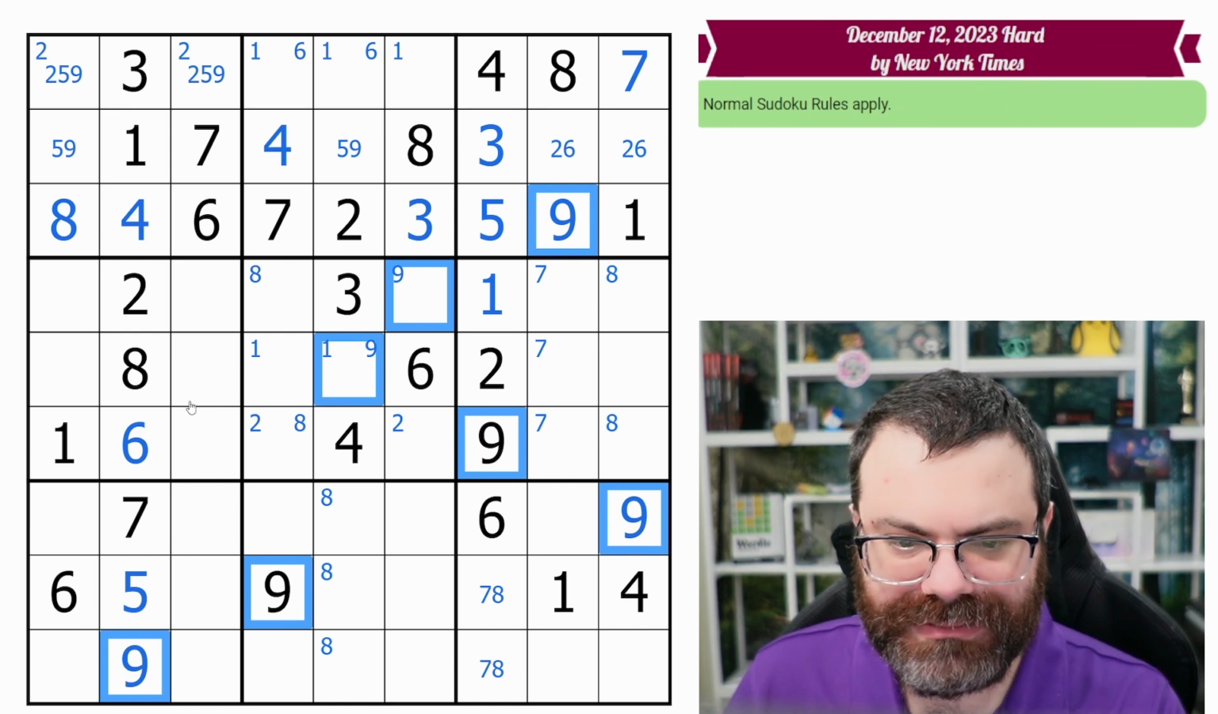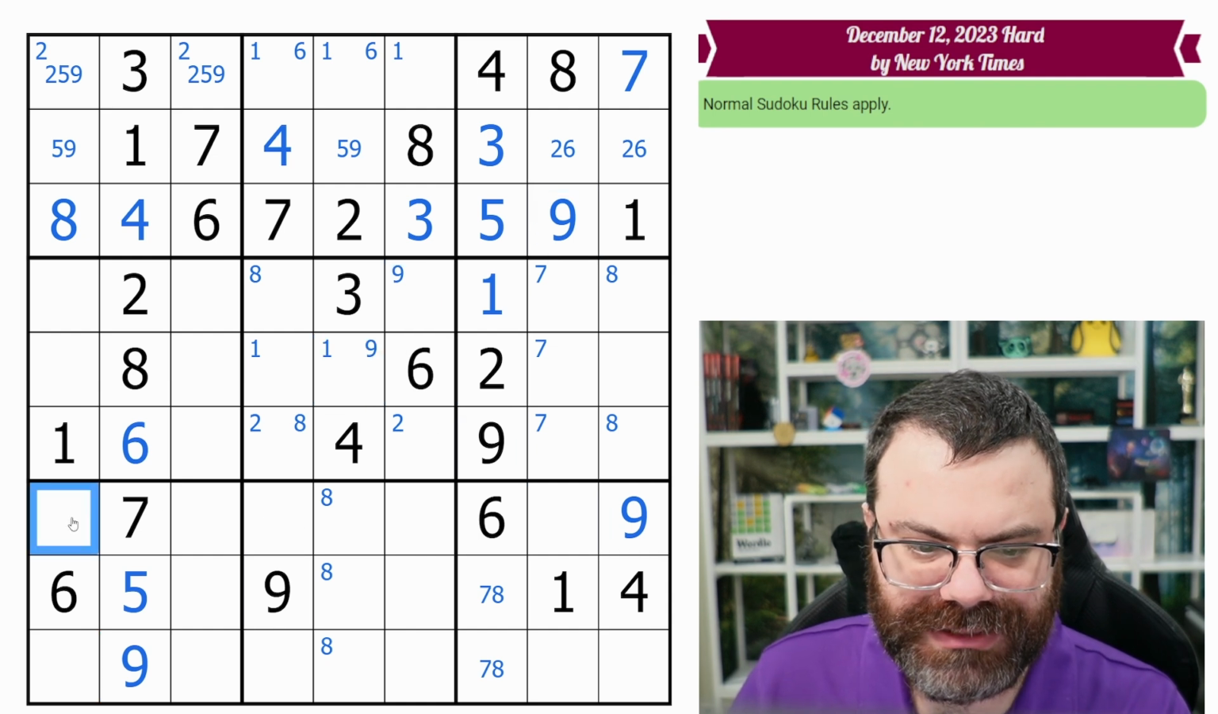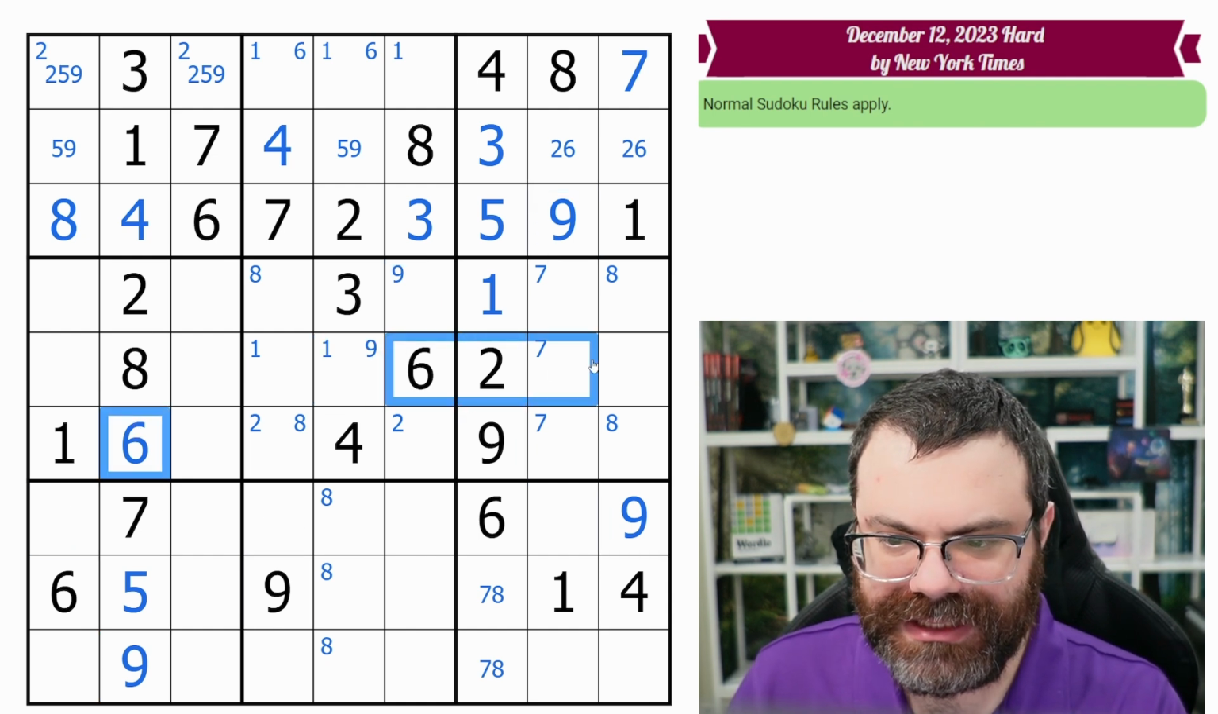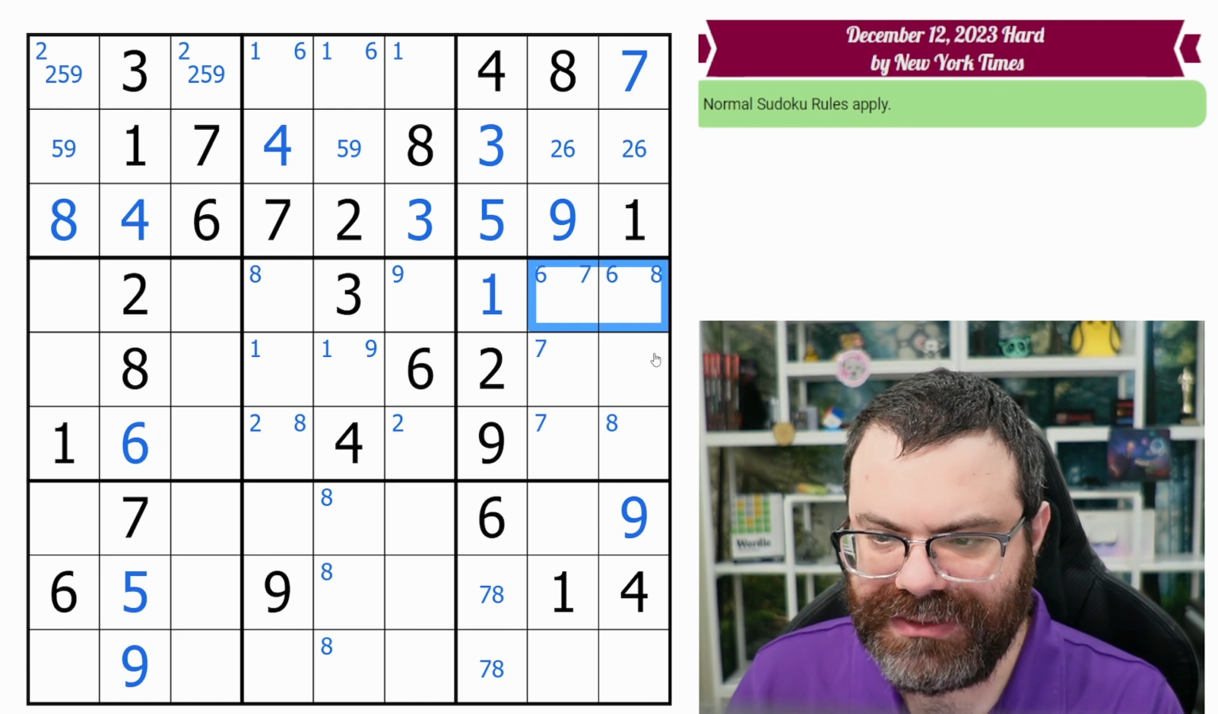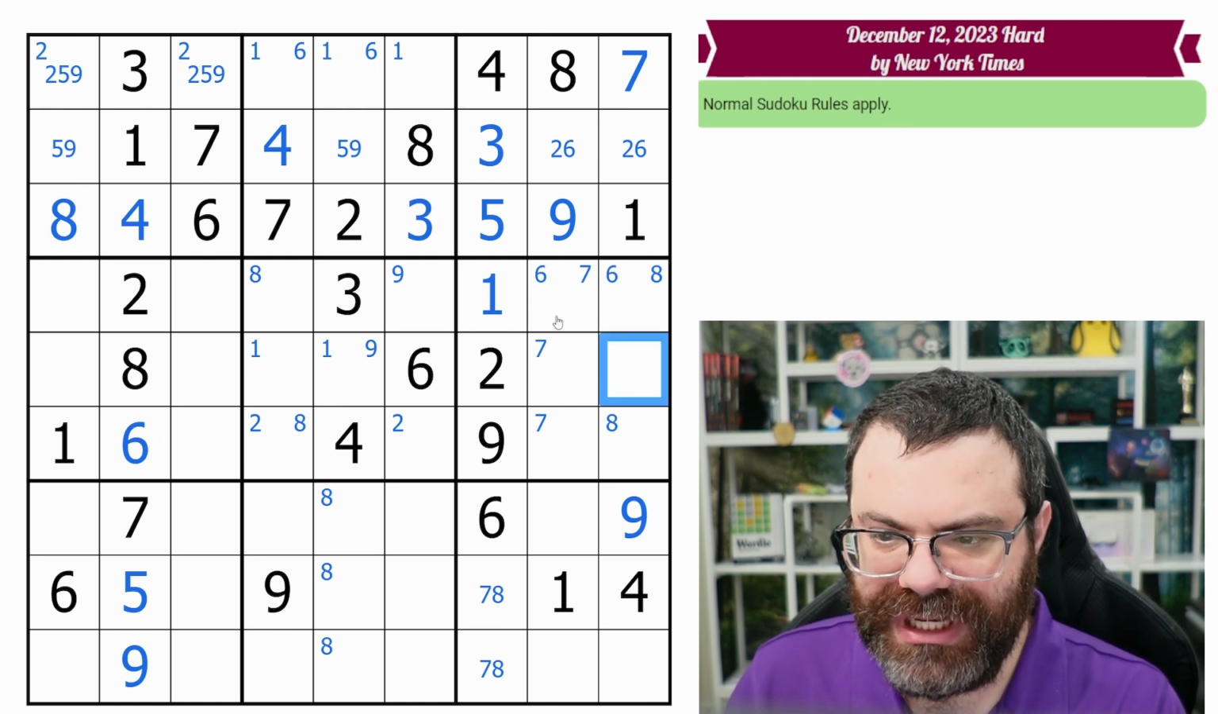I think that's all we're getting from 9s. All right, so this 6 and this 6 look into this box, putting a 6 in one of these two. This cell's avoiding a lot of the corner marks. Let's think about it. Because it can't be 6, 7, or 8.